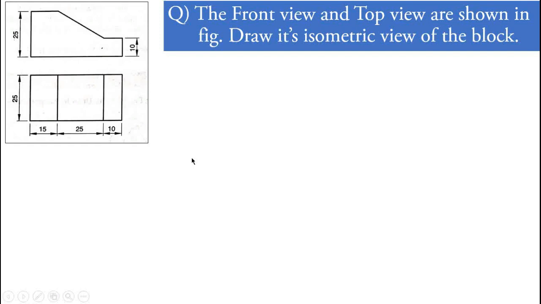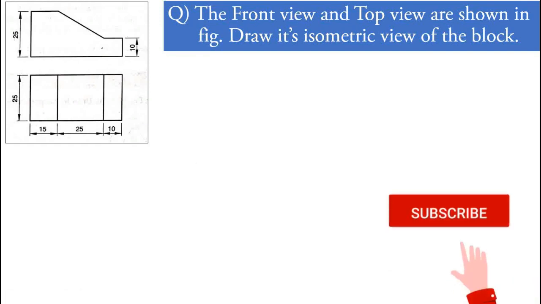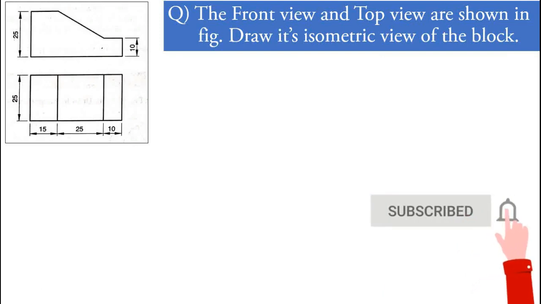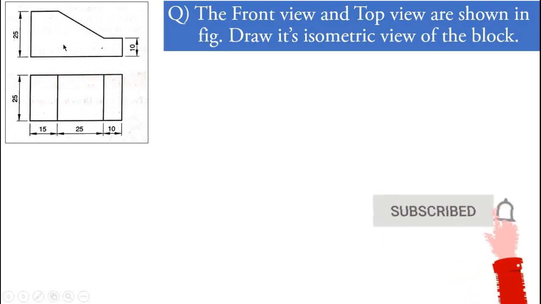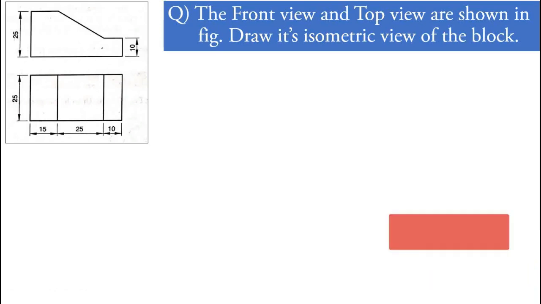New video. In this video, I'm going to explain the procedure to draw the isometric view of a given object from its front and top views. You can observe on the screen the numerical we have: the front and top view of a block is given. That block is actually a mechanical component, given in terms of front and top view. So we have to convert this 2D diagram into 3D.